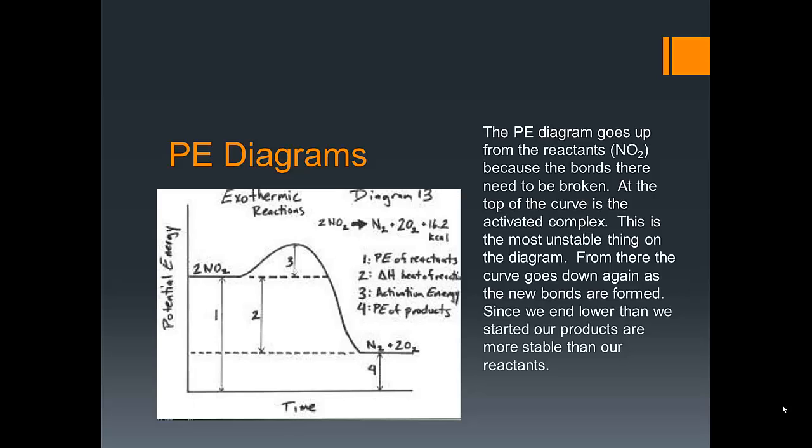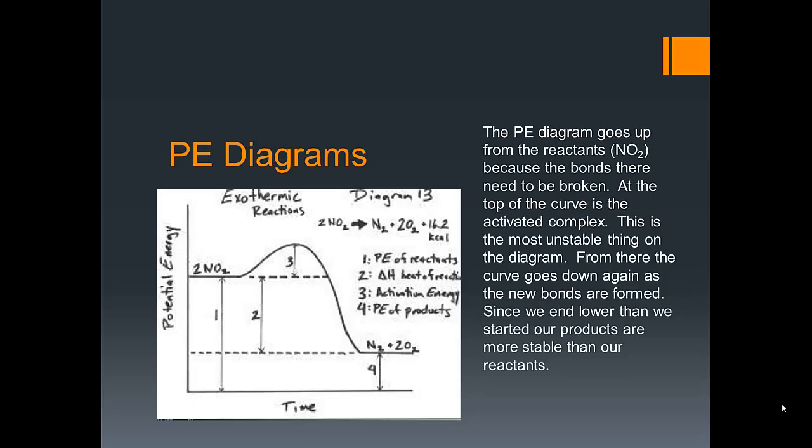At the top of that curve is the activated complex. This is the most unstable thing on the diagram. You can tell that because, again, it's the highest amount of potential energy. From the activated complex, when the new bonds are formed, the energy comes back down, and that will always happen. But the relative amount of the energy coming back down is much greater than the energy that was needed to break the NO2 apart. Because of that, the products here are more stable than the reactants, and overall this will be an exothermic reaction. The amount of energy contained in the products is significantly less than the amount of energy contained in the reactants, so they should be considered more stable.